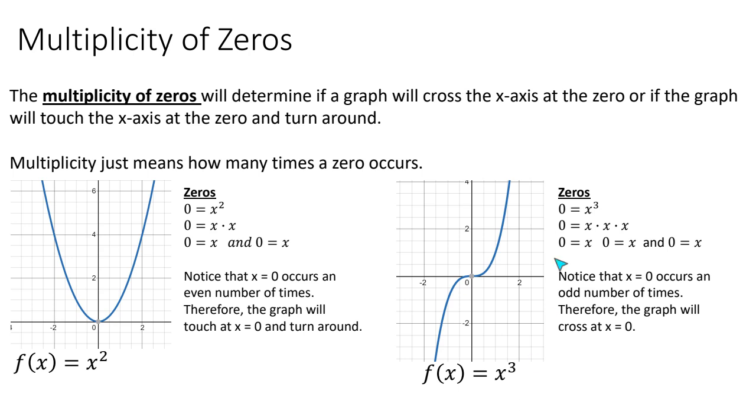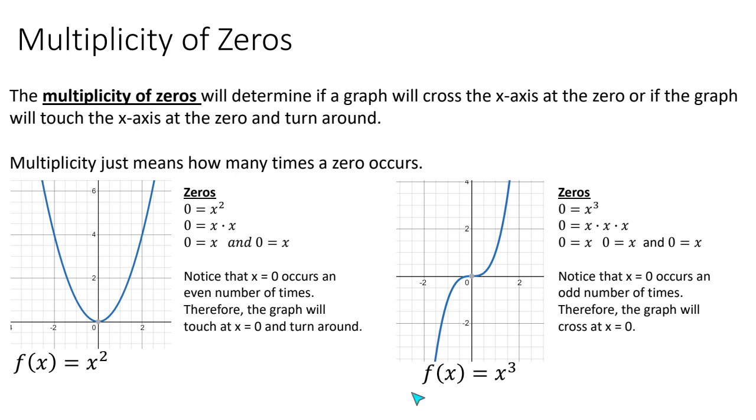Basically everything I just said is what is on this slide. Again, we use the word multiplicity to determine how many times the zero has occurred. If it's an even multiplicity, then it's going to touch and turn. If it's an odd multiplicity, it's going to cross.